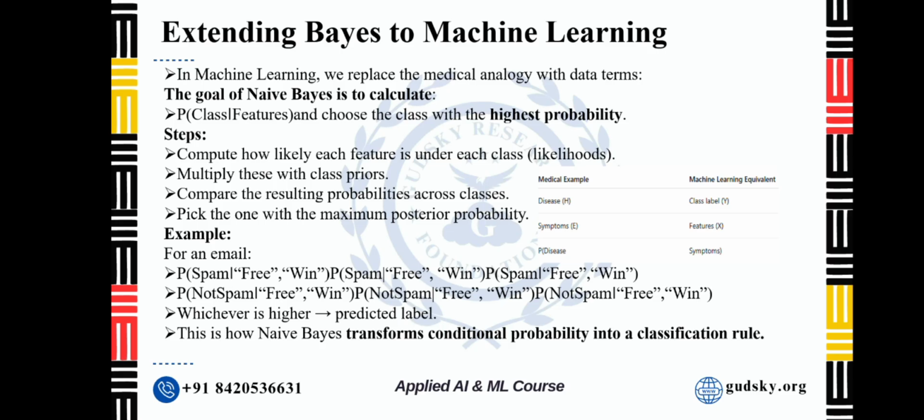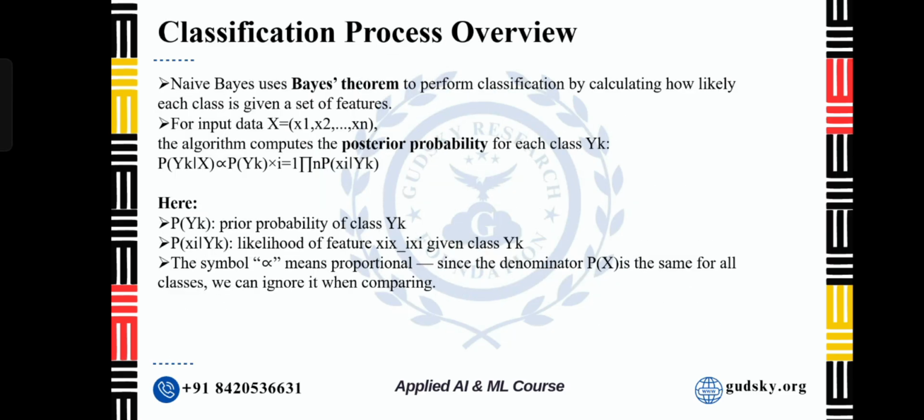So as we see in the example, disease is H, class label is Y, symptoms E, features X, and P of disease given symptoms. By that we'll take the features here, and go to the next.